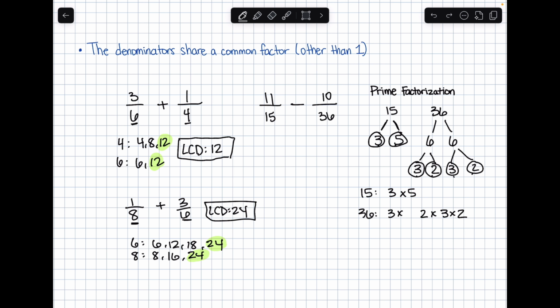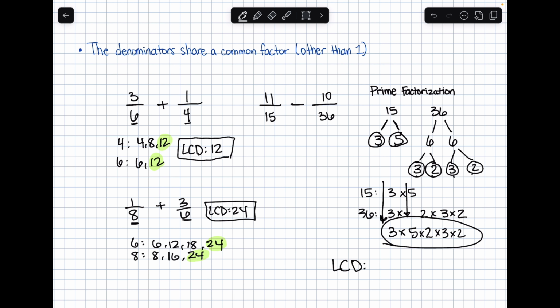So now I can pull these down. So this is my 3 column. This is my 5 column. This is my 2, my 3, and my 2. Once I've got that, I can go ahead and multiply all these, and it will give me my LCD.